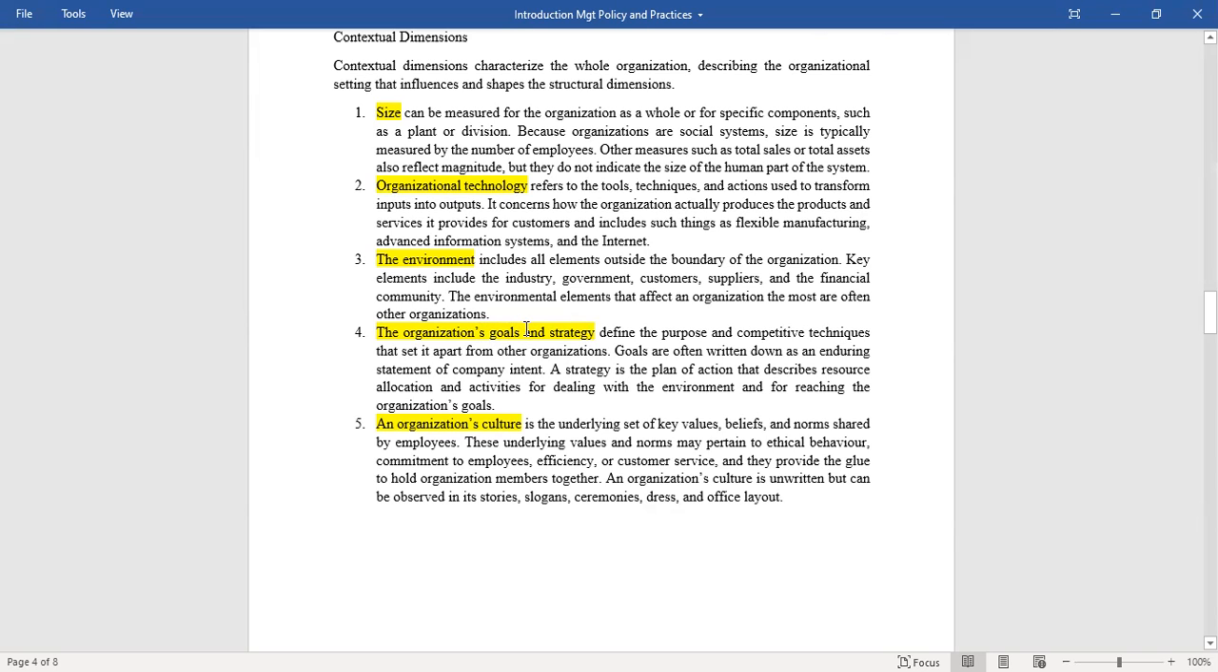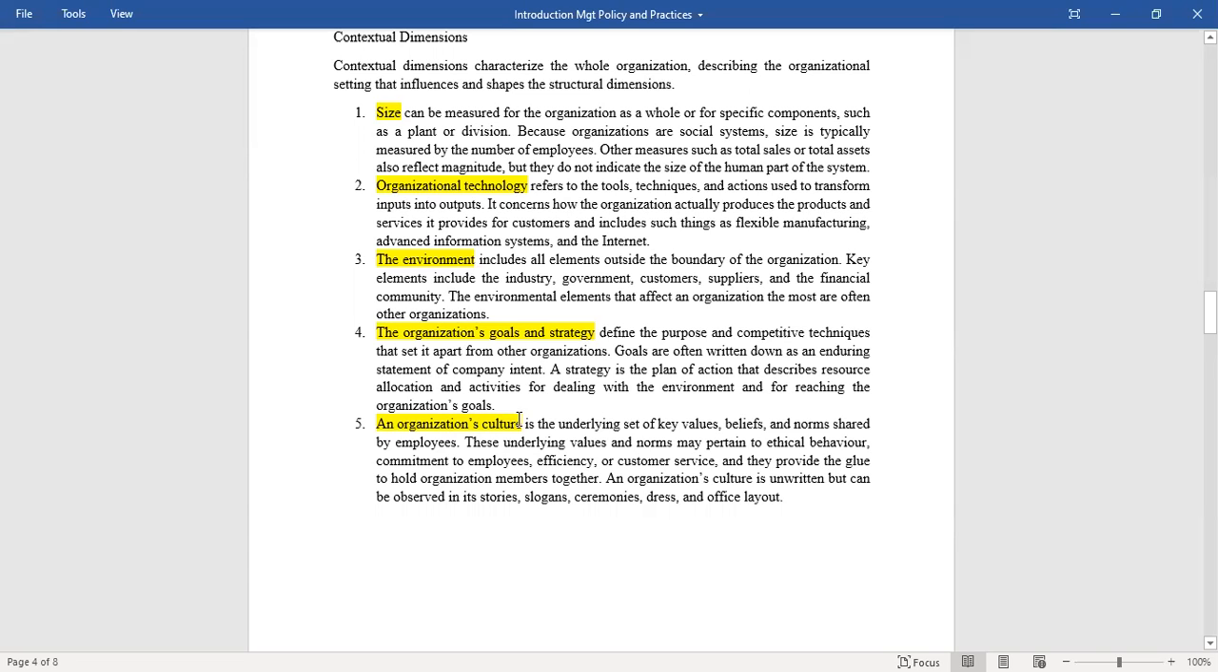So they remain quite stable, but the strategy to achieve the goals, that also is predetermined. That's why there's strategic thinking, but it also keeps on changing. So tactical differences keep on changing. And then there's the organization's culture. This is the beliefs and norms which the employees share. That's the organizational culture. What are the values and norms pertaining to ethical behavior, commitment to employees, efficiency, customer service. So that is the culture of the organization.